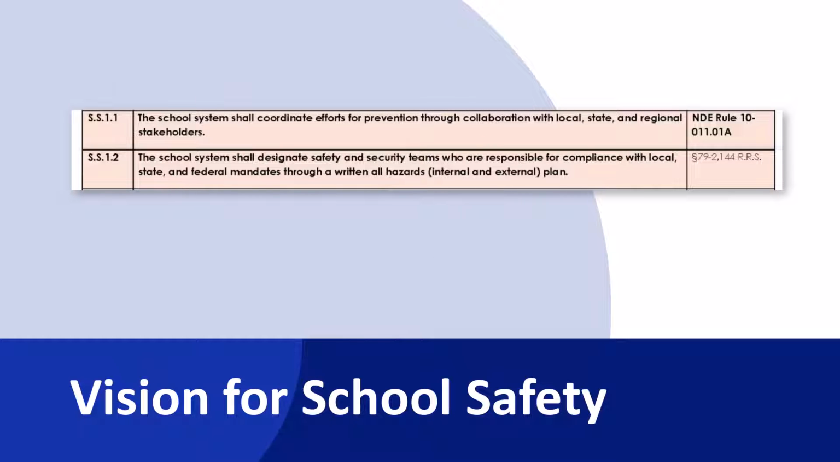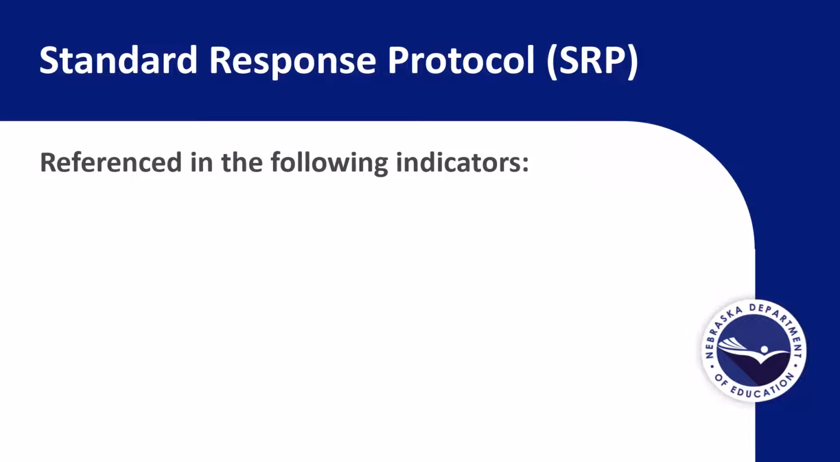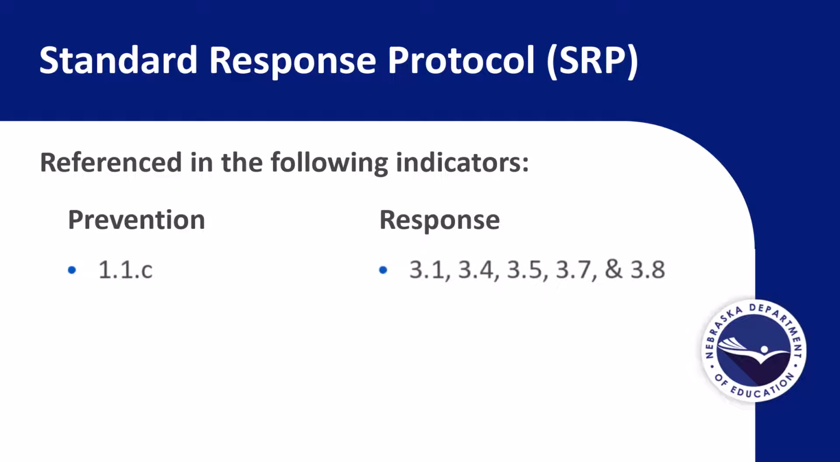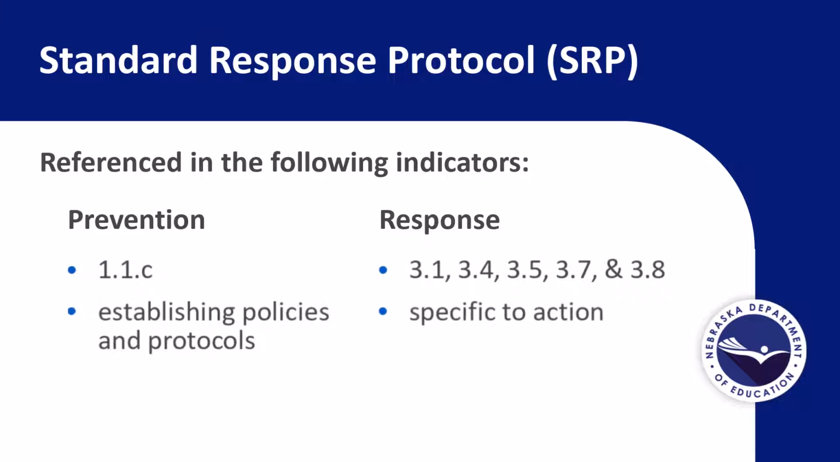Some indicators may appear the same, but are differentiated by the component that it falls within. For example, references to the Standard Response Protocol, or SRP, are included both in Prevention under Indicator 1.1.c and in Response under Standards 3.1, 3.4, 3.5, 3.7, and 3.8. However, the Prevention indicator is specific to establishing policies and protocols, while the response standards are specific to the action.